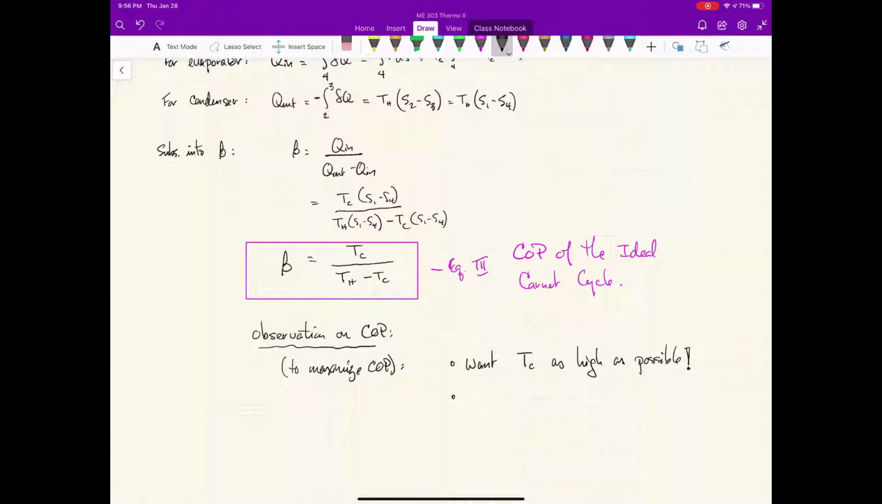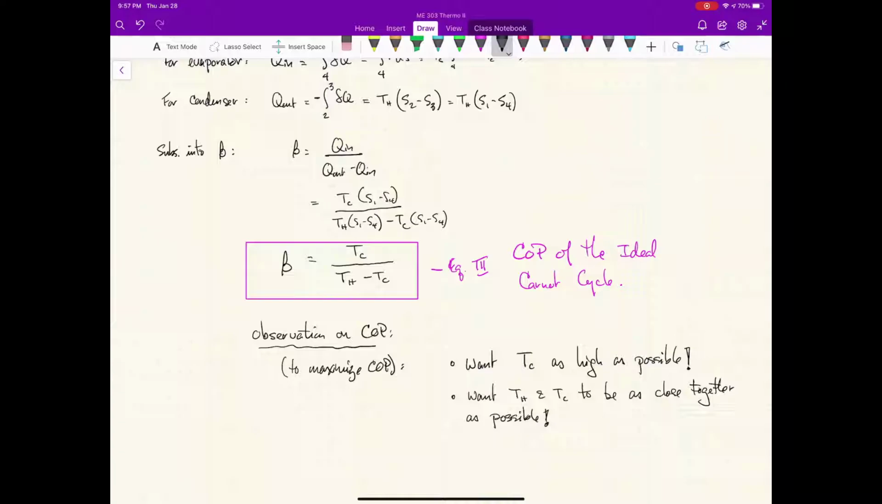fairly well. The second observation, perhaps a little bit less obvious, is that we want the cold and the hot reservoir to be as close to each other as possible. We want T sub H and T sub C to be as close together as possible.